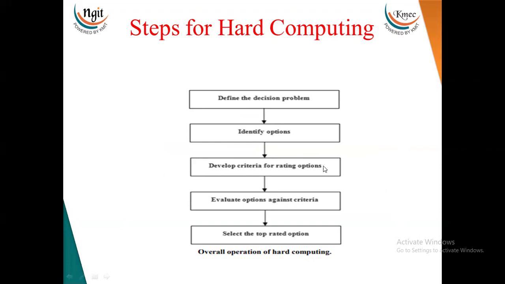Like if you're taking any complex problem, how are you going to develop the criteria, how are you going to develop the execution plan? Finally, whatever result you get, you have to evaluate again against your plan. Then here we select the top rated option. Suppose I have developed three criteria plans and evaluated all three, out of which one was very good and its rating was excellent. So I'll only take that particular option. This is the complete process of hard computing.